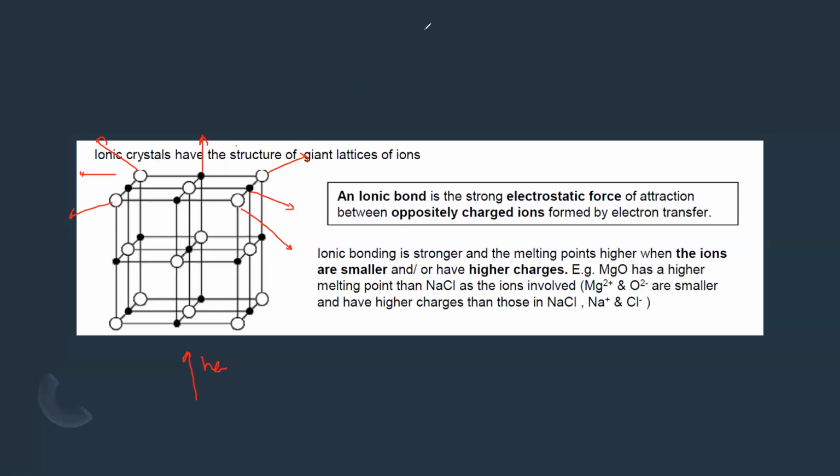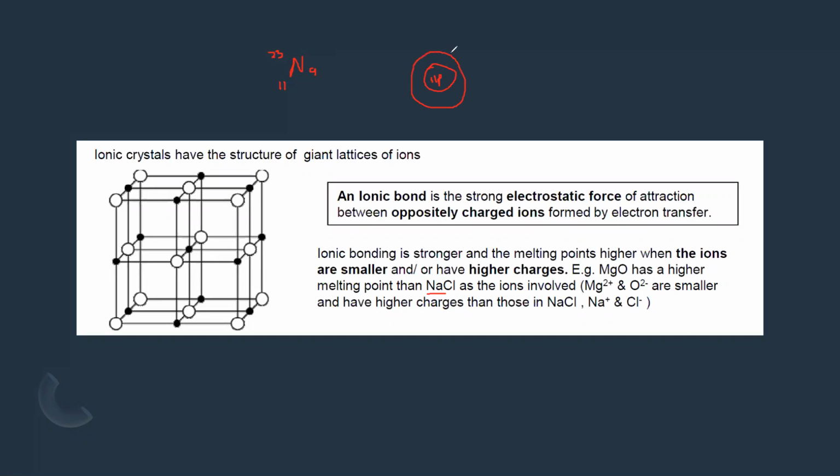So when we compare magnesium oxide with sodium chloride, magnesium oxide has a higher melting point than sodium chloride. What is the reason? When you compare the size, for example, you have sodium, which is 11 and 23. Inside the nucleus, we have 11 protons. I'm not drawing the neutrons here.